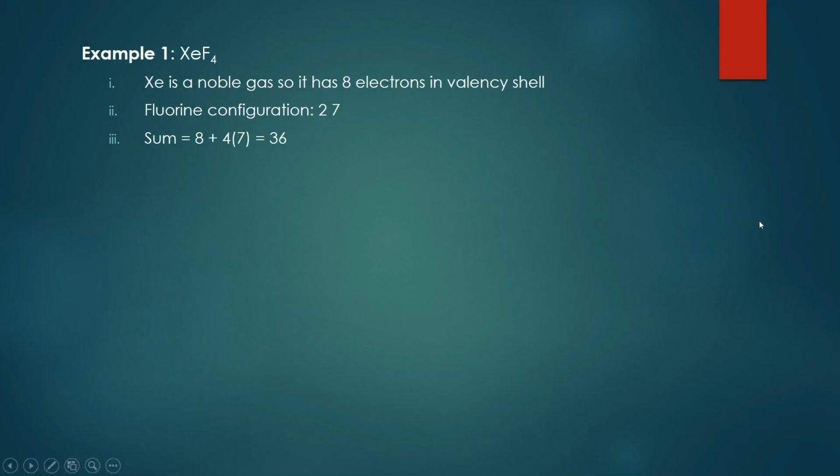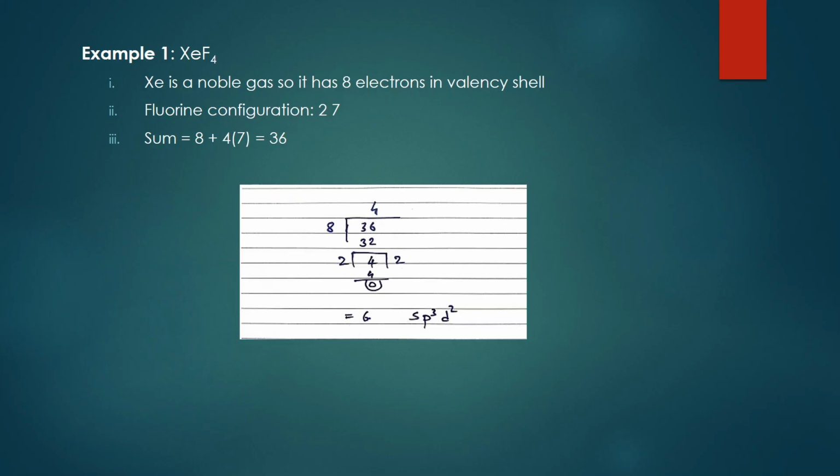Now 36 is greater than 8 and less than 54. So we divide it by 8. So let us see the answer. 36 divided by 8. 8 into 4 is 32. 4 remaining. Now the 4 is less than 8. So you have to divide it by 2. So 2 into 2s are 4.